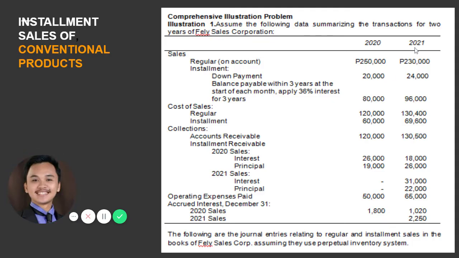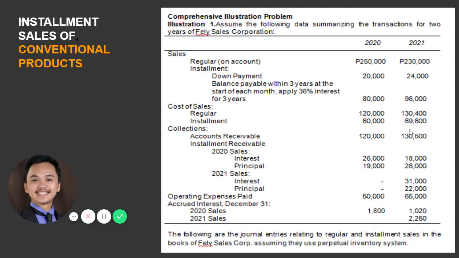Okay? So in this case, we have for 2021 a regular sales of 230. We also have total installment sales of 24 plus 96, which I think is 120,000 in total. And then we also have cost of regular sales of 130,400 and cost of installment sales of 69,600.